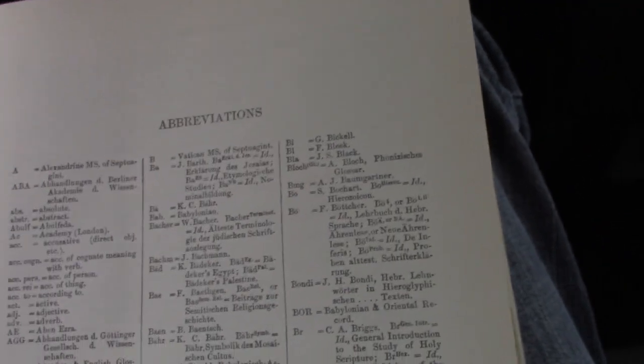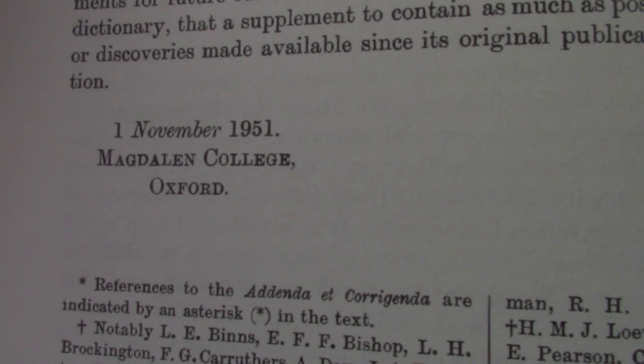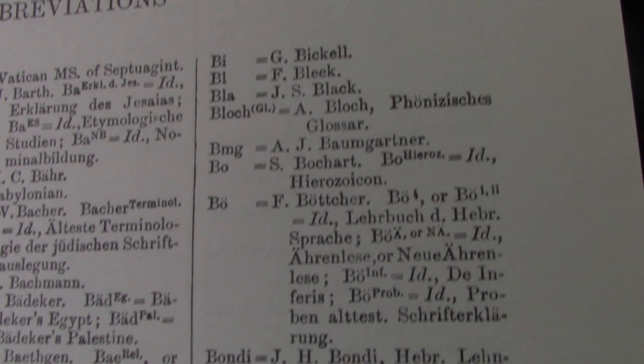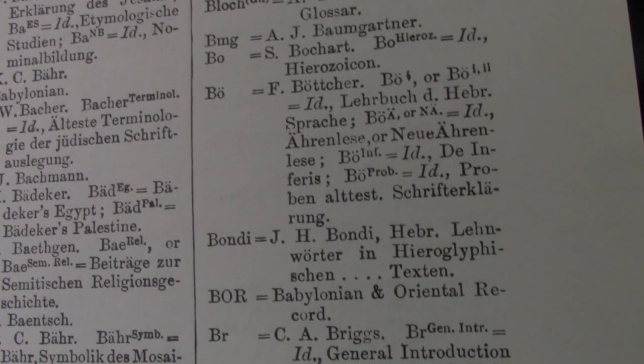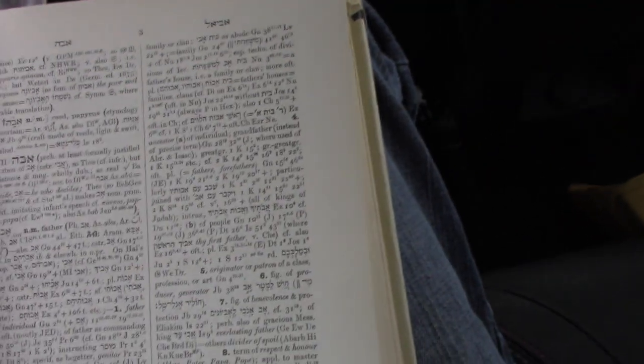Now over here we have the abbreviations, and matter of fact they even have a date over there when they wrote this, November 1st, 1951. Over here we have the abbreviations, and at times you might have to use these abbreviations. Just to show you some of them. What else do we got? It gets right into the lexicon after that.